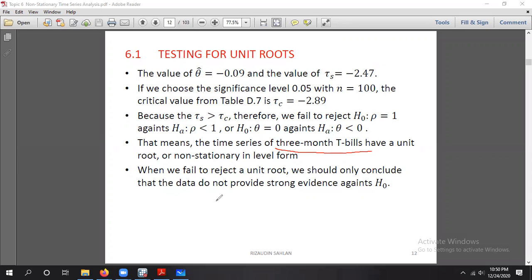So how do we make this data stationary? The strategy is that we must difference the data.